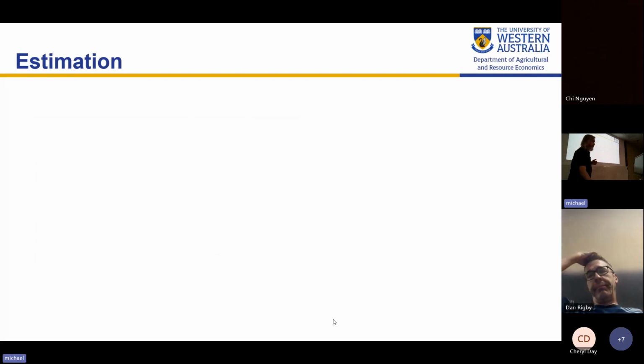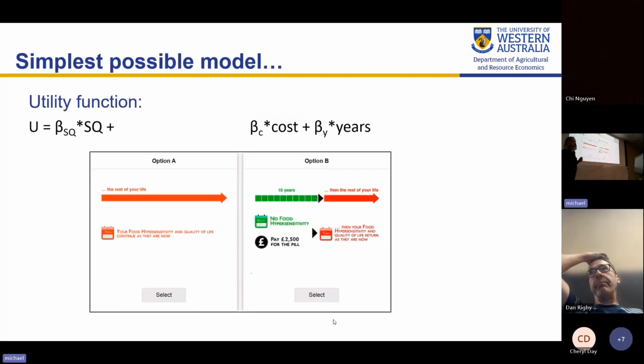Okay, estimation. The simplest possible model would say that the utility that people are using when they're confronted by this question is, well, there's a utility associated with the status quo of staying as I am, so that's just the status quo component, or the utility from option B, which is the cost and the years. So hopefully they don't like paying money and they'd like more years of relief from the illness. So that would be the simplest way that you could possibly think about doing it.